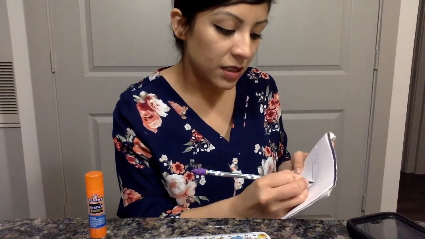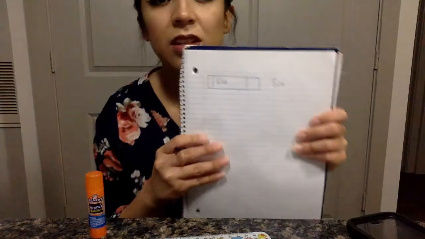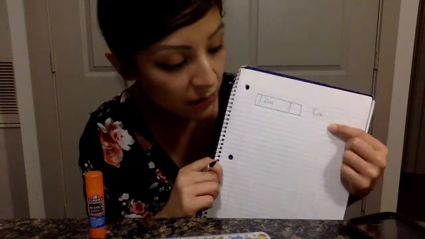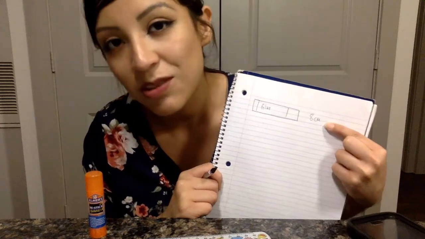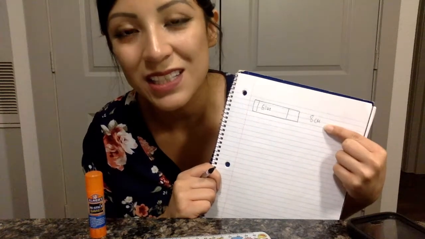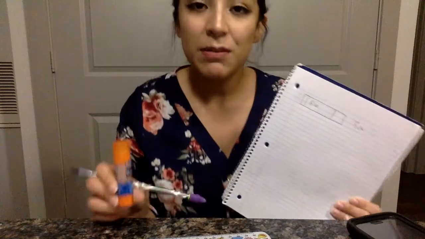It's 8 centimeters long. And if you remember, centimeters is abbreviated with cm. So you don't have to write the whole word centimeters, just cm. So I measured my glue stick. The next object I will measure is this small flashlight that I have.